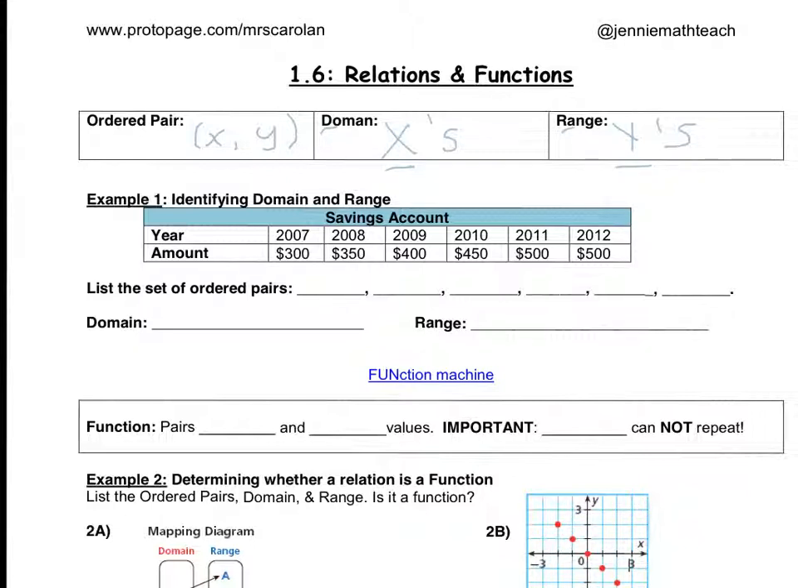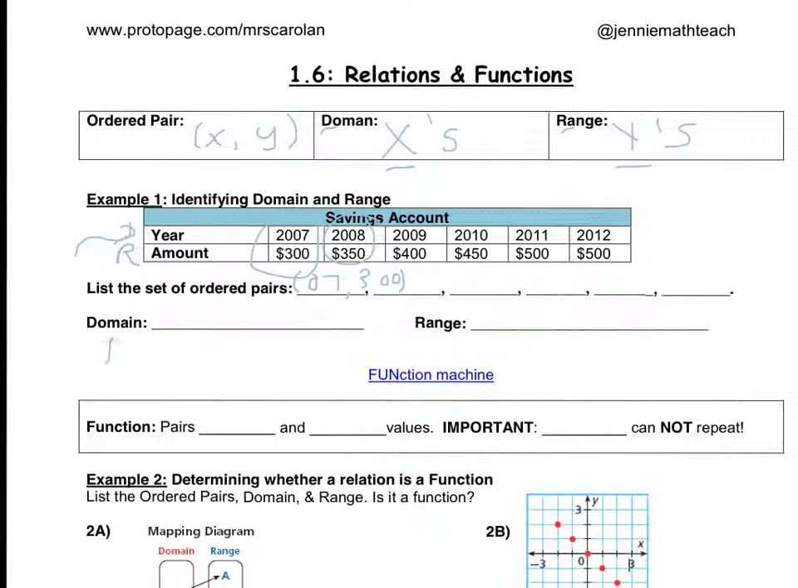If we look at a table to identify domain and range, the year is the domain, the range is the amount. So to list all of these as ordered pairs, we just say in the savings account in the year 2007, there were $300. In the year 2008, there were $350. So when you write ordered pairs, they are always in parentheses with a comma between them.